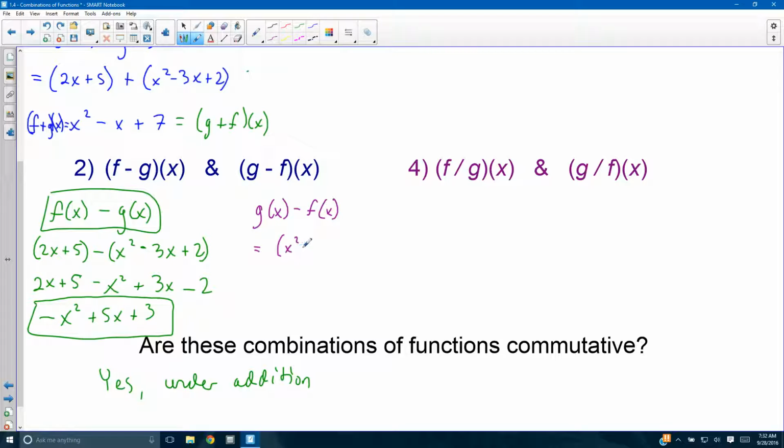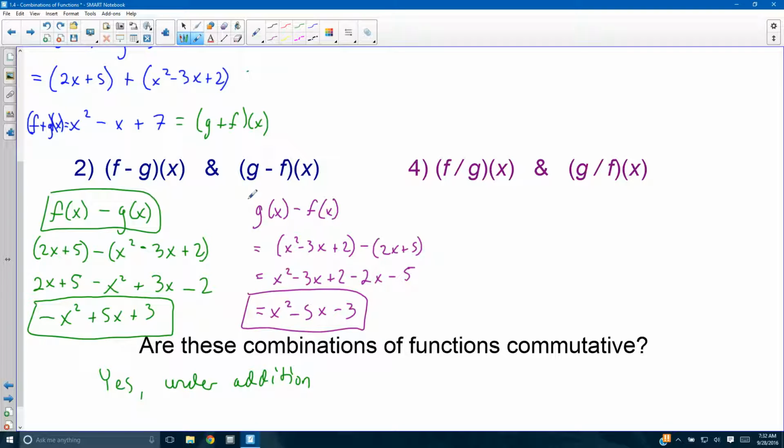This guy over here, let's see how it's doing. This is x squared minus 3x plus 2 minus 2x plus 5. Check out that quantity. We're going to get x squared minus 3x plus 2 minus 2x minus 5 for the same reasons I mentioned before. And now we will get x squared minus 5x minus 3. So as you can see, these are two different answers. Not much different, though. What's different for this one? Well, it's, I won't say the inverse, but every sign is different. Every sign is changed. Would that always happen? I suppose it would for subtraction, yeah. But no, under subtraction, it is not commutative.